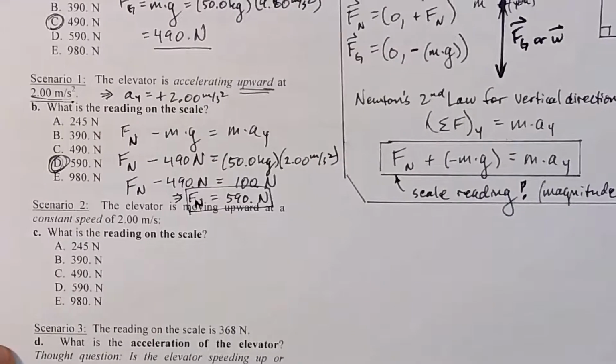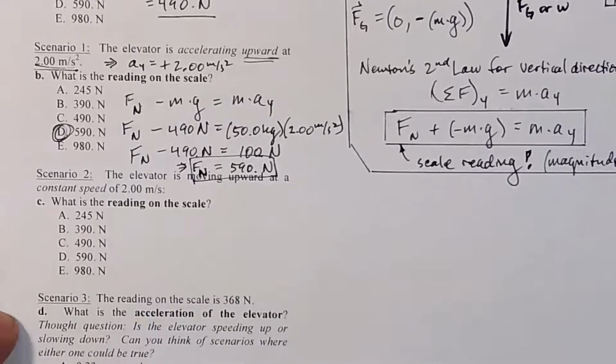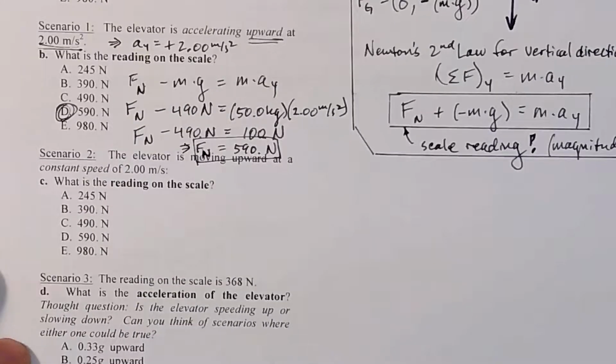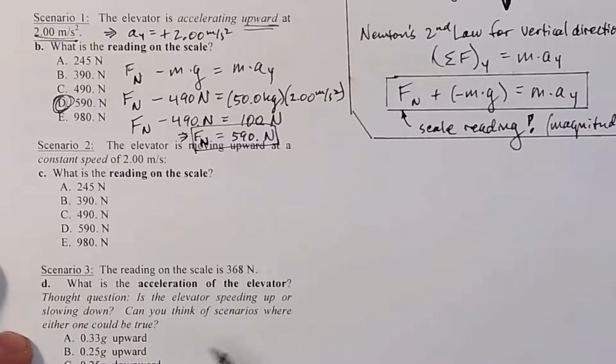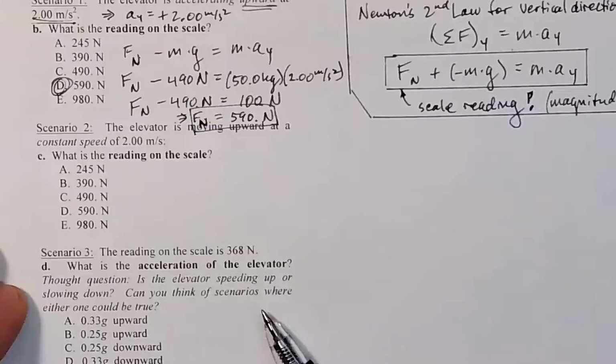Okay. I'm going to skip scenario 2 and let you try that one. And then scenario 3, suppose that the reading on the scale, actually, you know what? I will skip this as well. But I'll just point out one more thing.